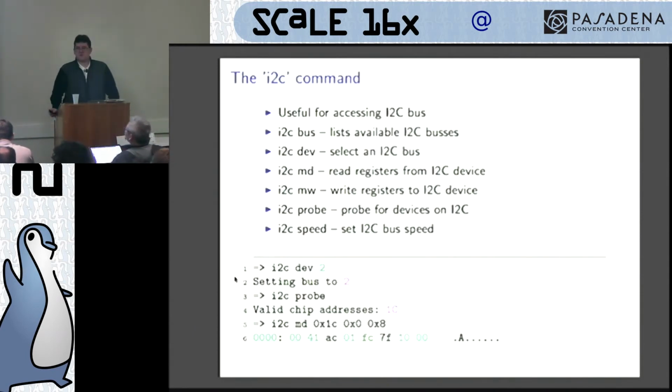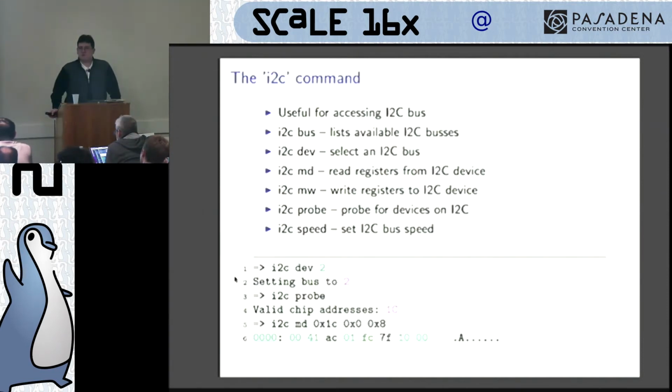I2C command for accessing the I2C bus. On the PocketBeagle, you actually have multiple I2C buses. If you do I2C bus, you'll see the list. You will have 3 of them. And you can use the I2C command to operate the devices on those buses. I2C dev allows you to select which bus you want to access. You can access only one at a time, so you always have to switch with I2C dev, and then you can do something like I2C MW to write memory or MD to dump memory.